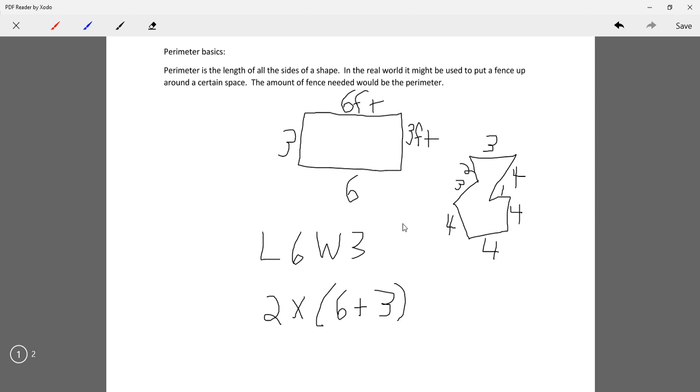Now, for word problems involving perimeter, a lot of them have to do with putting a fence up, because that's a good real-world application of perimeter. If you're putting a fence up around a certain area or something like that, then the perimeter, the length of the sides of the shape that you're putting it up around, that's going to be how much fence you need.